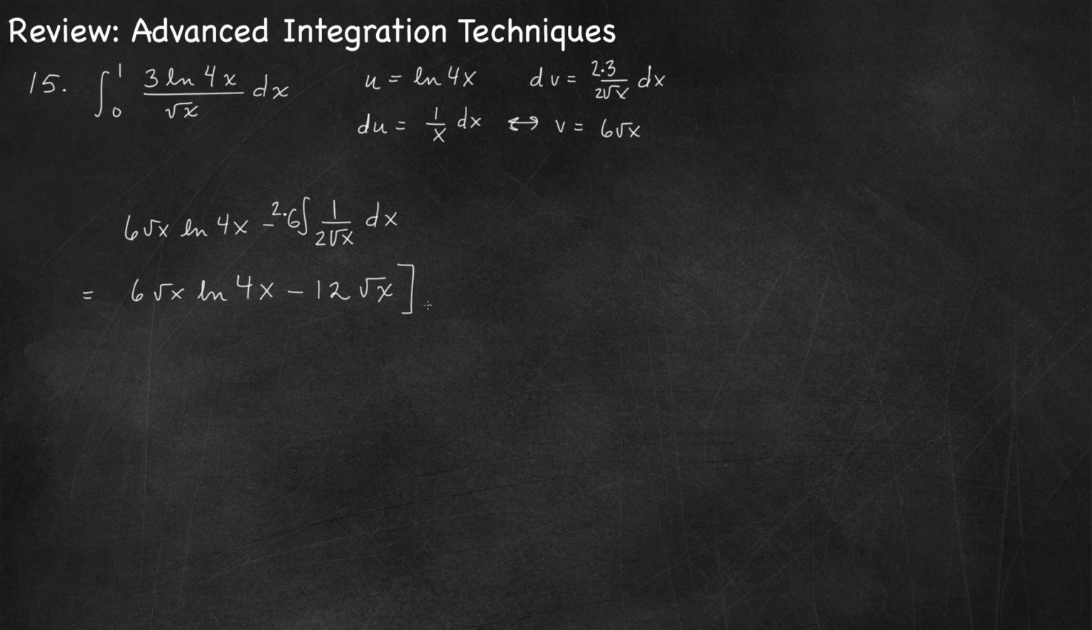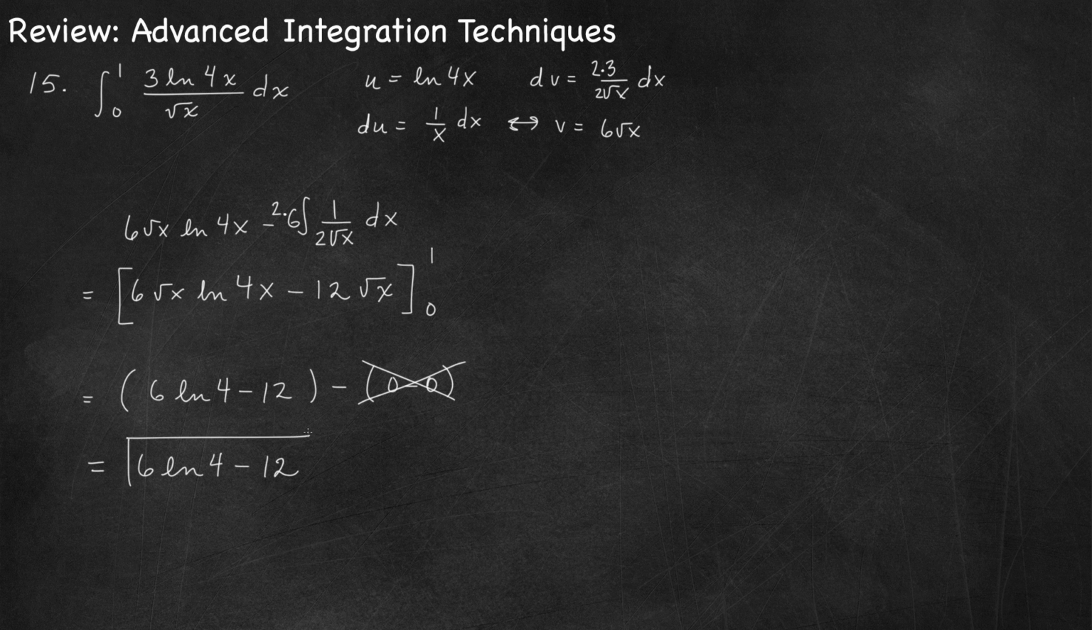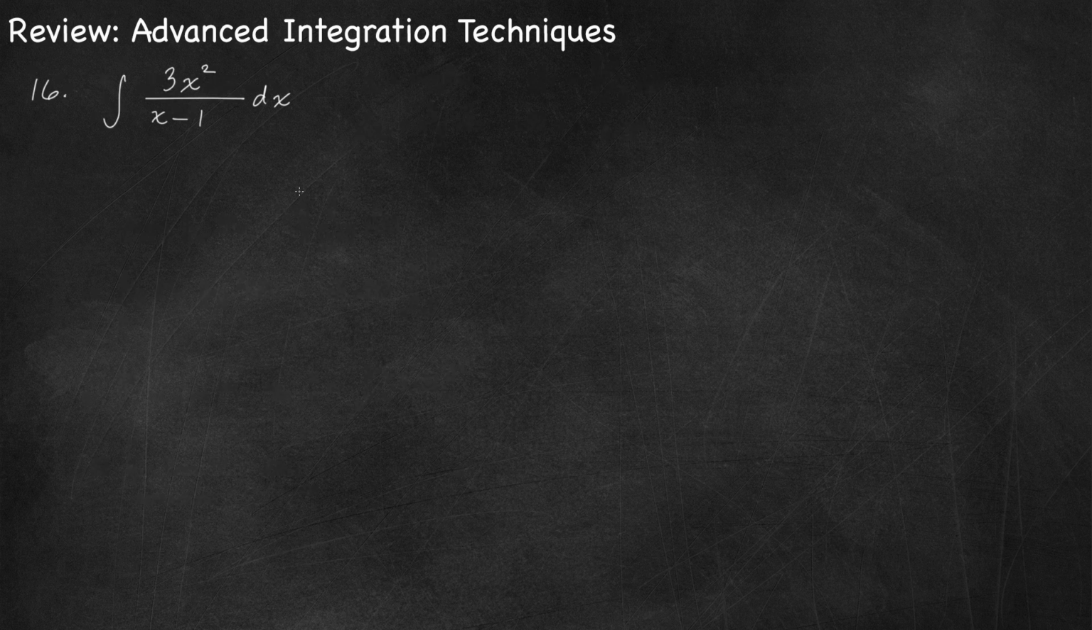This is a definite integral, so we need to evaluate from 0 to 1. So when we sub in the 1, we have 6 ln 4 minus 12. And when we sub in the 0, we just get 0 minus 0. Okay, so 6 ln 4 minus 12, final answer. Number 16, integral of 3x squared over x minus 1 dx.